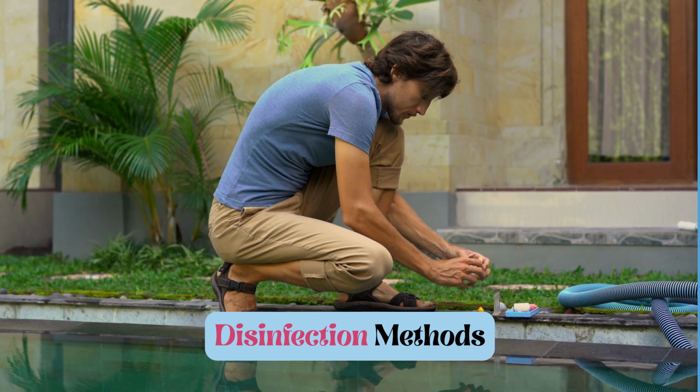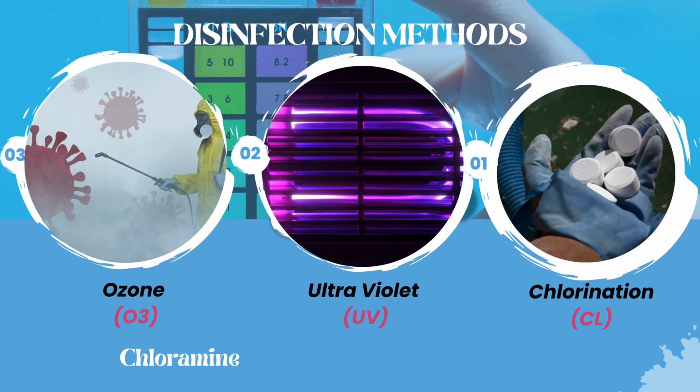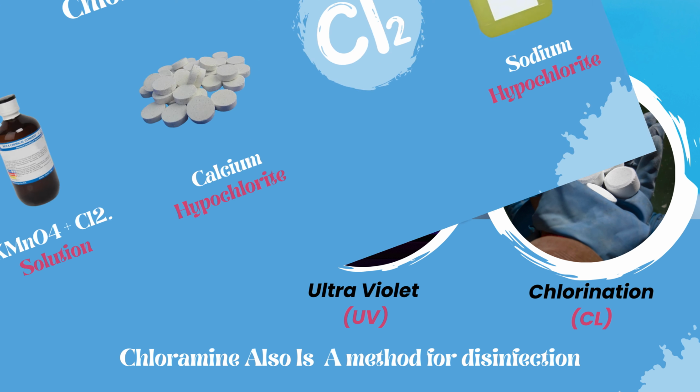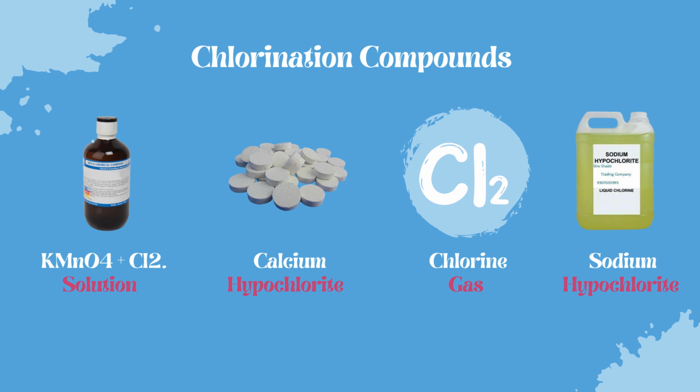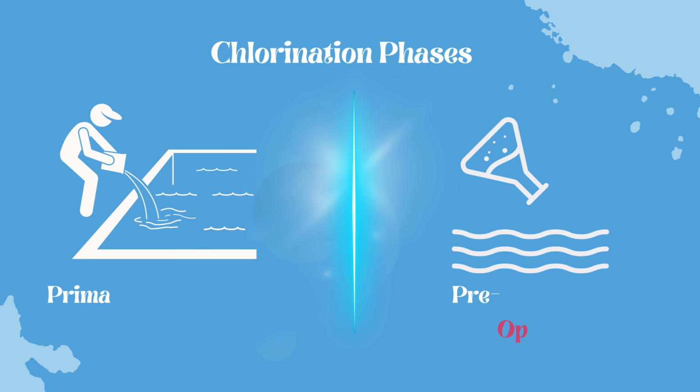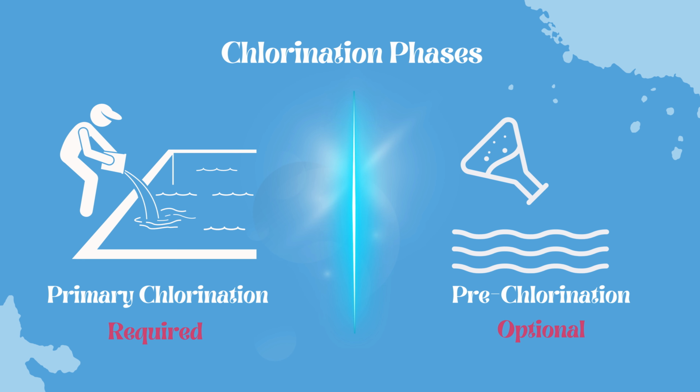Let's uncover disinfection methods. In our quest for cleaner water, we utilize several disinfection methods: boiling, chlorination, UV irradiation, and ozonation. Additionally, there is chloramine, another powerful disinfectant. Chlorination compounds such as sodium hypochlorite, chlorine gas, calcium hypochlorite, and KMnO4 plus chlorine solution play crucial roles in water treatment. Chlorination occurs in two phases: pre-chlorination and primary chlorination. Primary chlorination is particularly vital to ensure the eradication of bacteria from water.